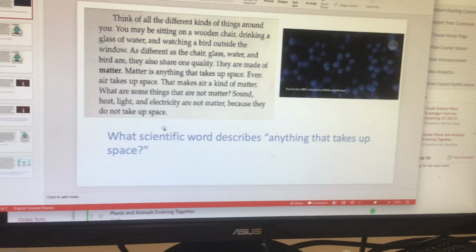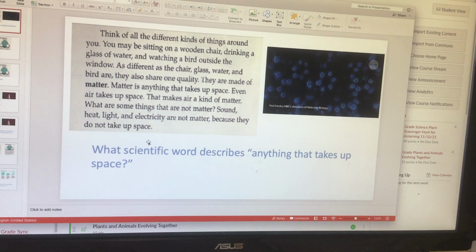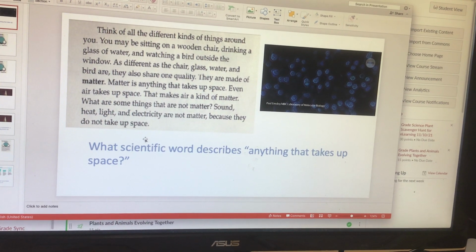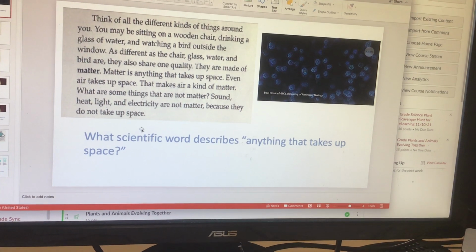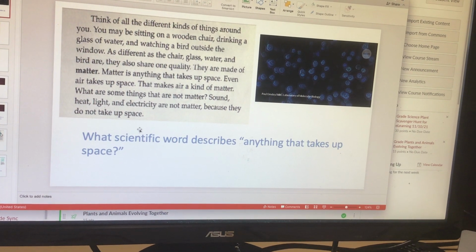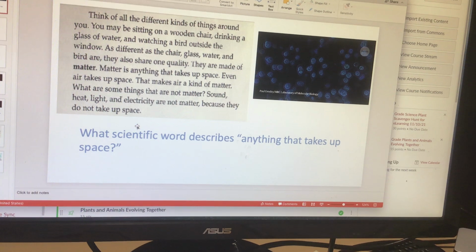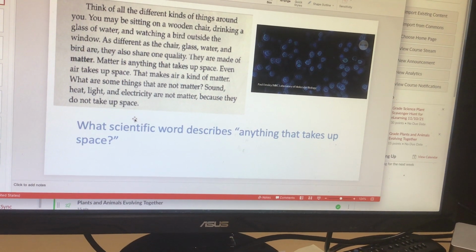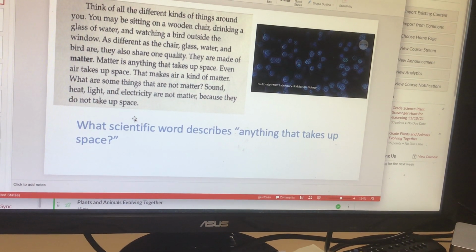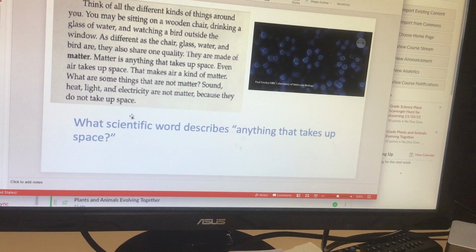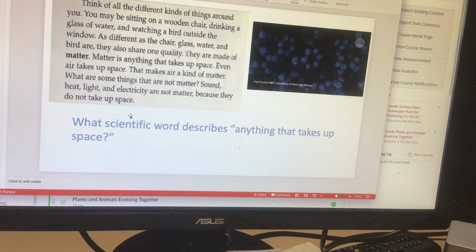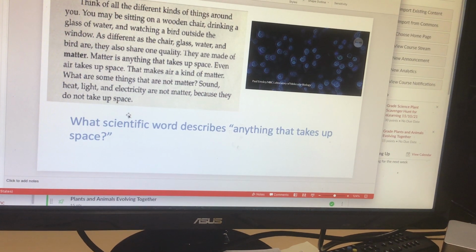It says, think of all the different kinds of things around you. You may be sitting on a wooden chair, drinking a glass of water, and watching a bird outside the window. As different as the chair, glass, water, and bird are, they also share one quality. They are made of matter. Matter is anything that takes up space. Even air takes up space. That makes air a kind of matter.